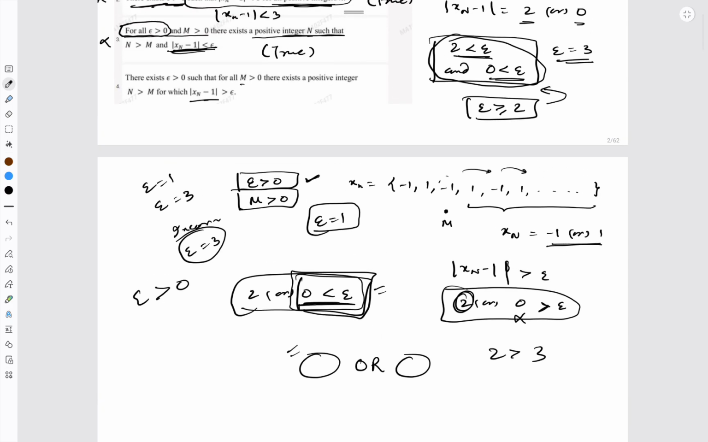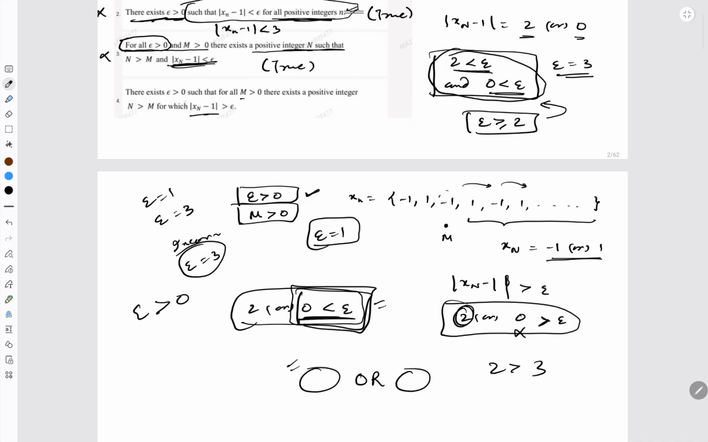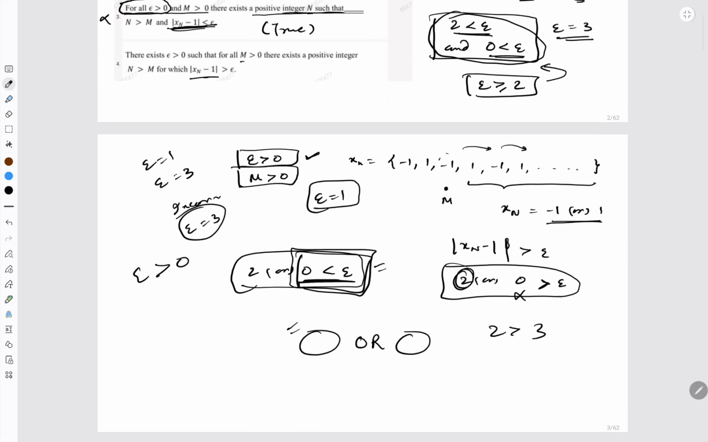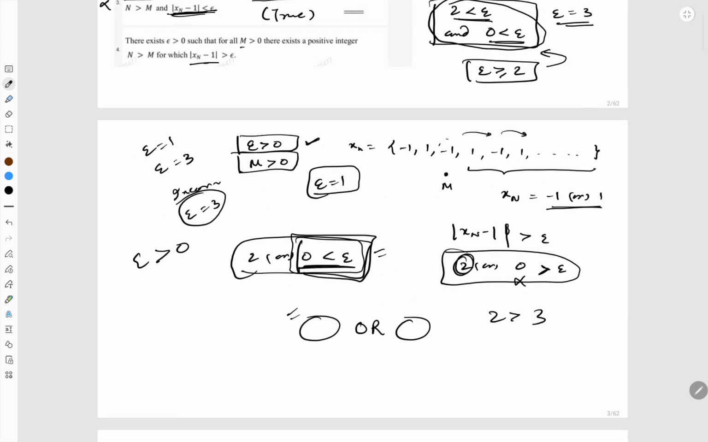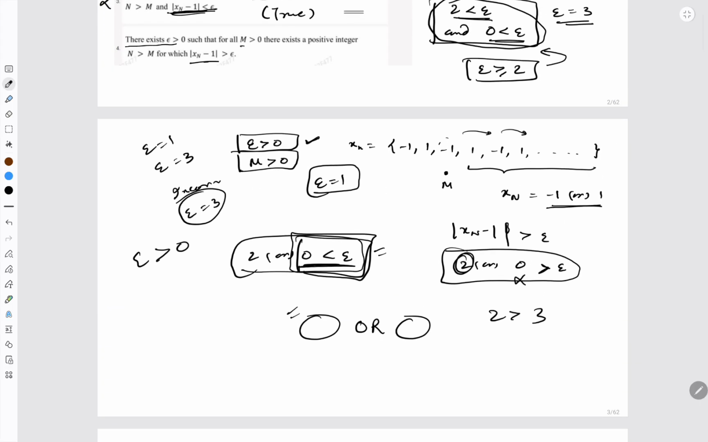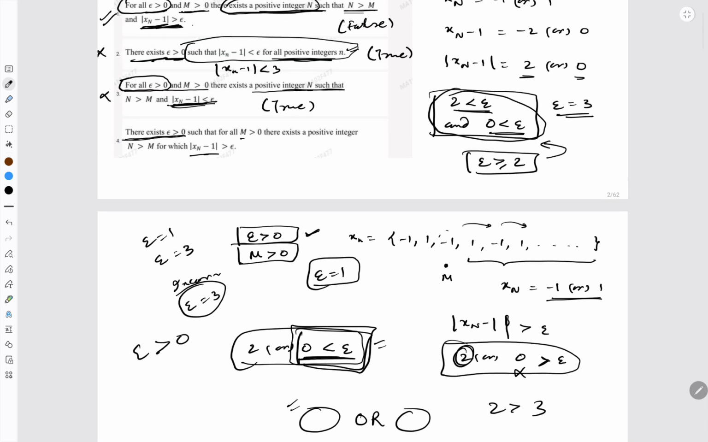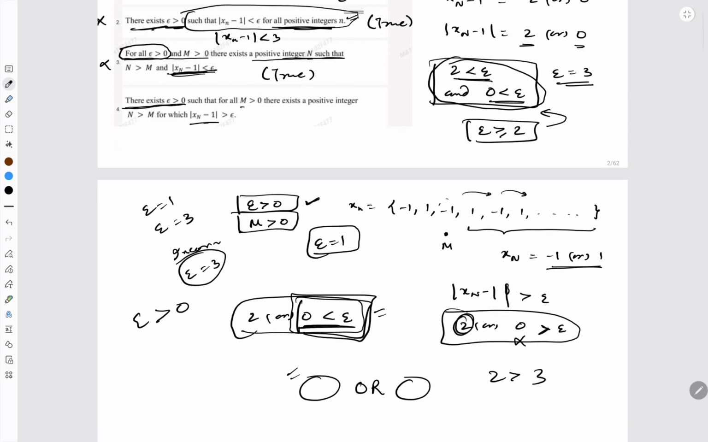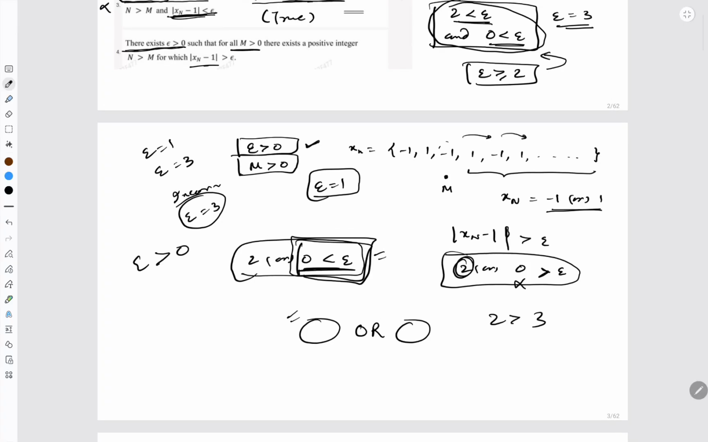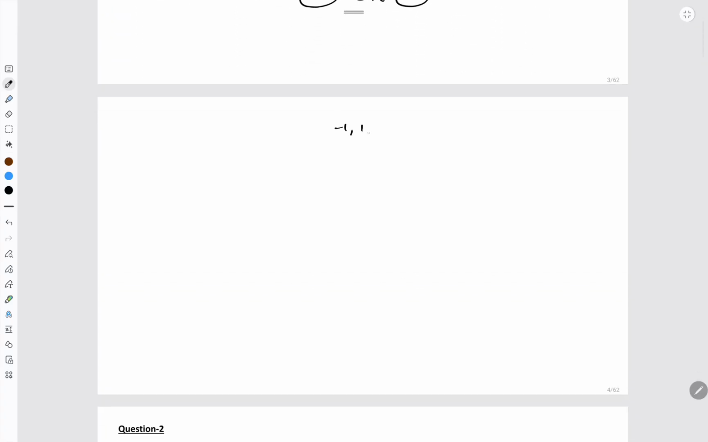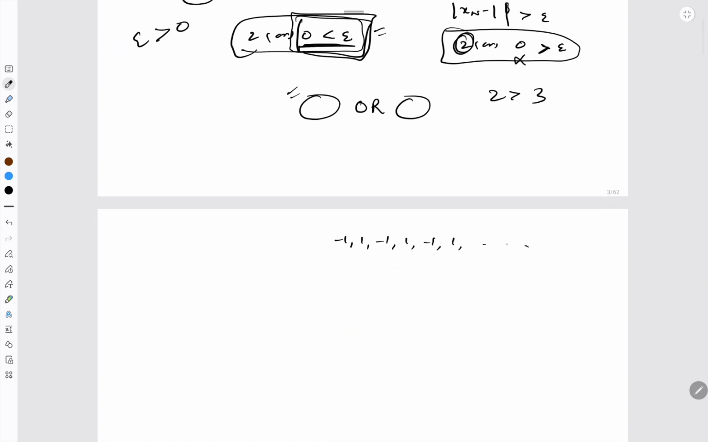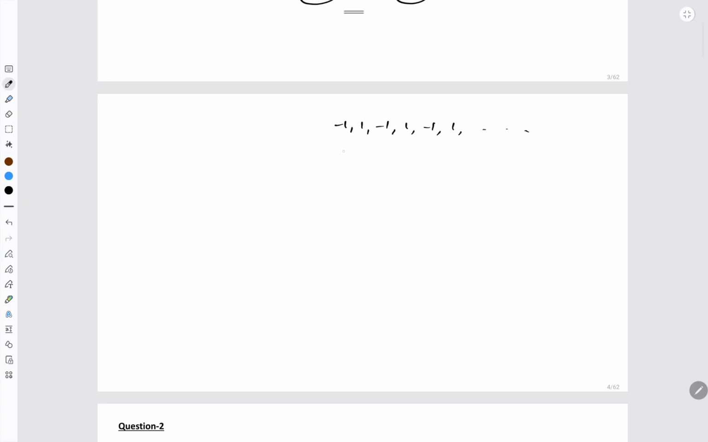So option 4, let us discuss option 4. Option 4 is there exists epsilon greater than 0 such that for all m greater than 0 there exists a positive integer for which this is true. So okay, let us discuss this option. It is saying there exists. I have already given you the spoiler of that in these two options. Such that for all m greater than 0. Okay, let me write the sequence: -1, 1, -1, 1, -1, 1, and so on. So for all m greater than 0, m can be this value, this value, this value, any index. Let's say m is this.